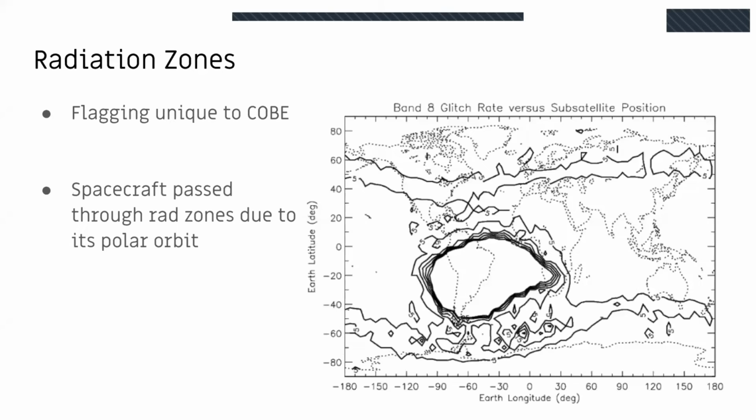The radiation zones that I was talking about, it's flagging that seems unique to COBE. The spacecraft itself actually passed through the radiation zone, so you can see in the right-hand plot here the actual glitch rate at I think it's 240 or 100 microns as a function of the grid over the Earth. You can see both the Van Allen belts at the north and south at about 50 degrees, as well as the South Atlantic anomaly. So these things are something we need to take into account when looking at the DIRBE data itself.